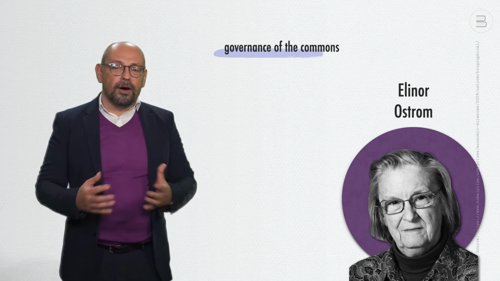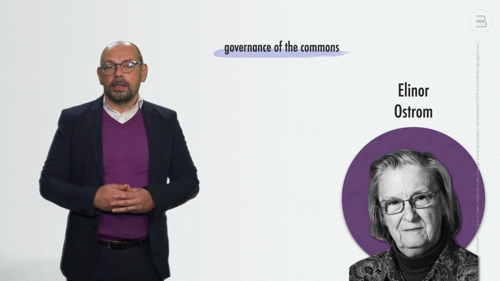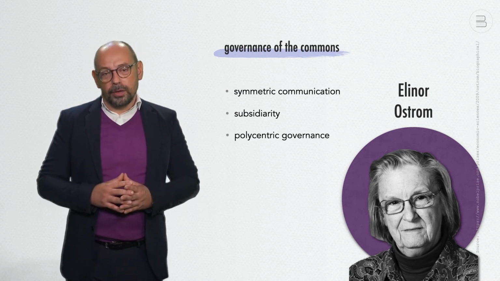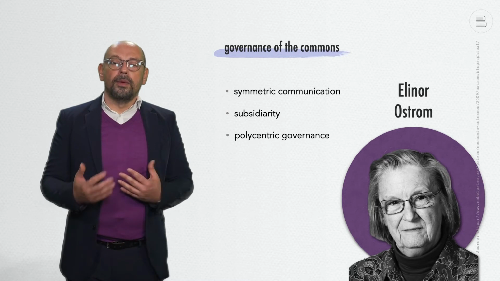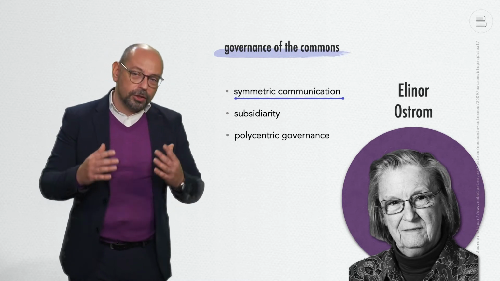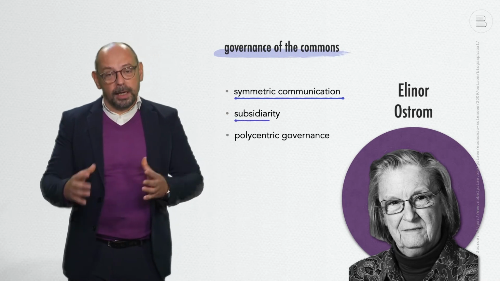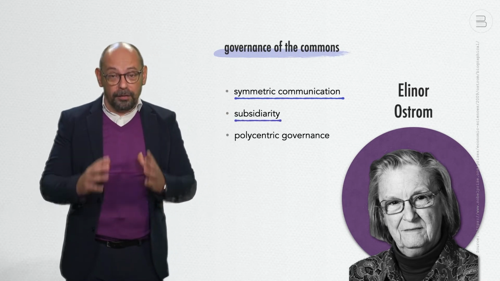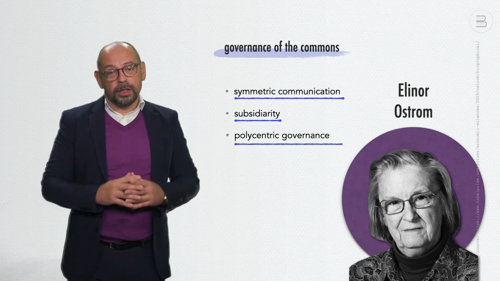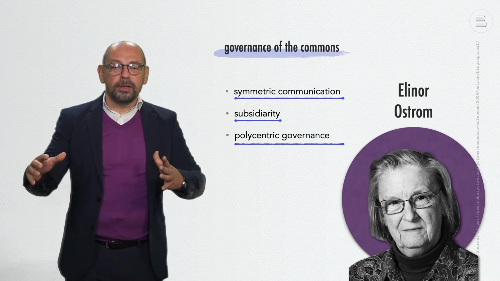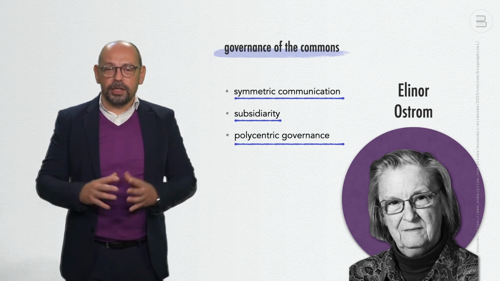Based on her observations, Ostrom came up with a few principles that generally allowed for better governance of the commons: symmetric communication, subsidiarity, and polycentric governance. In other words, members of a community should have a voice in the governance of the commons. Decisions should be taken at the lowest level where they have an effect, and common resources should be governed by different bodies or different groups at different levels, sometimes in small competition with each other.